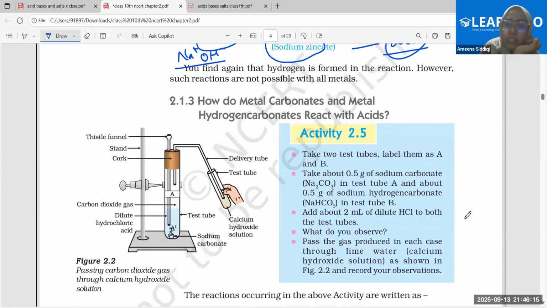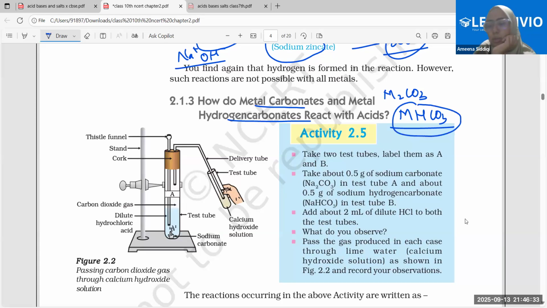Metal carbonates and metal hydrogen carbonates. What is the difference between them? Metal carbonates are, right? What are metal hydrogen carbonates, right? What is the common name for this? Let's say we have a sodium hydrogen carbonate. What will be the common name for this? Bicarbonate. Yeah, that will be like metal bicarbonate.